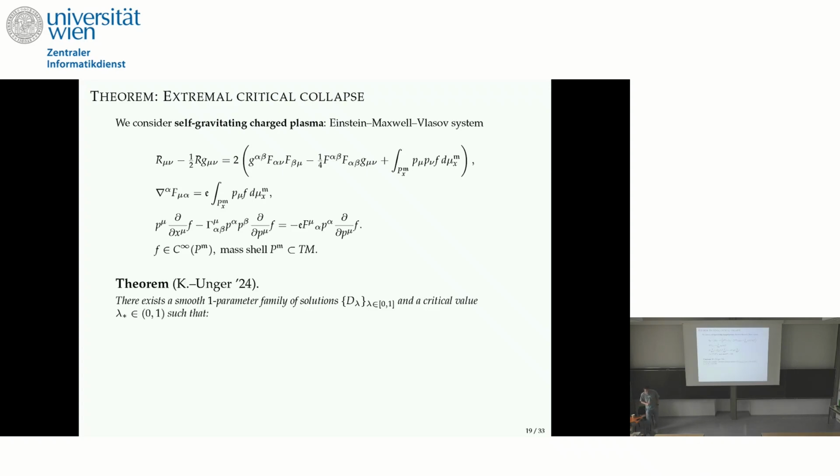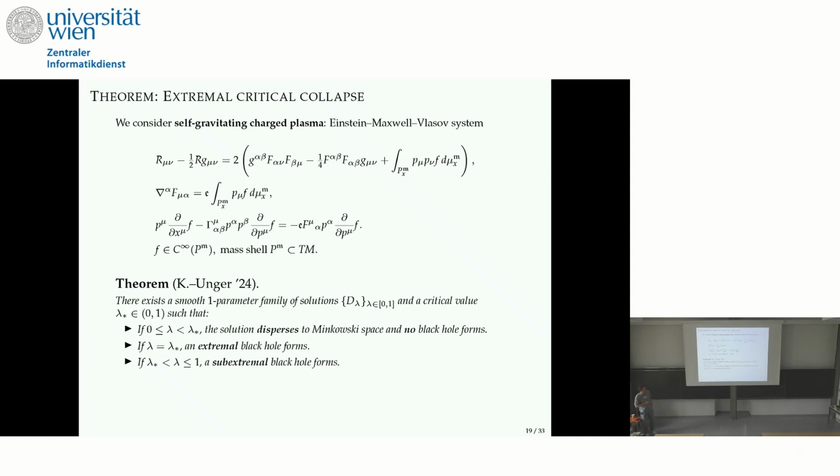The theorem we have put on the archive with Ryan Unger is that there exists a smooth one-parameter family of smooth solutions, running from lambda equal to 0 to lambda equal to 1, and a critical value lambda star between 0 and 1, such that if lambda is smaller than lambda star, the solution disperses to Minkowski space and no black hole forms. If lambda is equal to 0, you're isometric to Minkowski. If lambda is equal to lambda star, an extremal black hole forms. And if lambda is bigger than lambda star, a sub-extremal black hole forms.